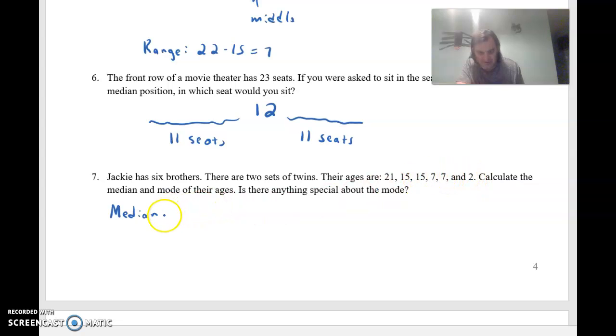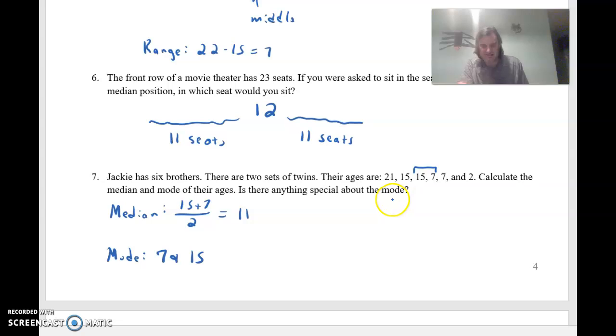is the 15 plus 7 divided by 2. So I guess that's 11. So right here are the middle 2 terms. The mode is 7 and 15. And it says, is there anything special about the mode? I would just say there's 2 of them, unexpectedly. And that's where I would kind of leave it.